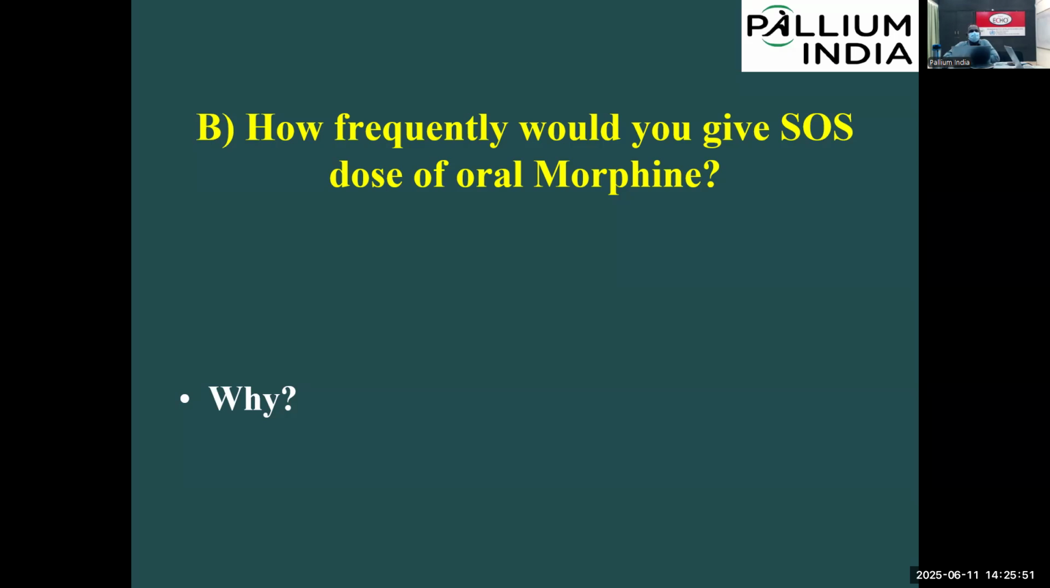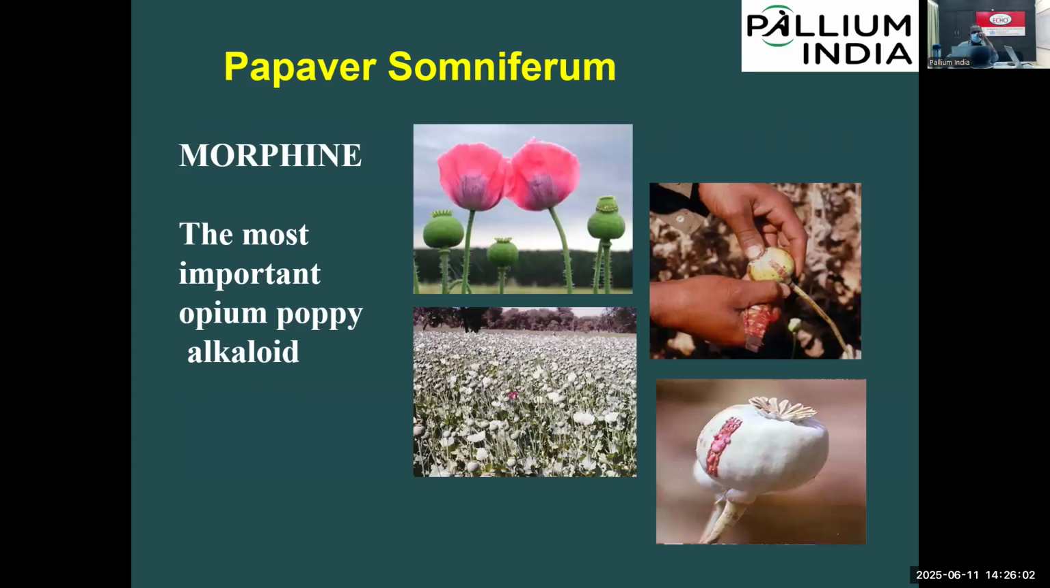So we need to understand something about morphine pharmacokinetics and morphine pharmacodynamics. Then only we can answer this question. You can see this is the poppy plant or opium plant. The scientific name is Papaver somniferum, and this poppy plant is legally cultivated only in 3 states of India: UP, MP, and Rajasthan.